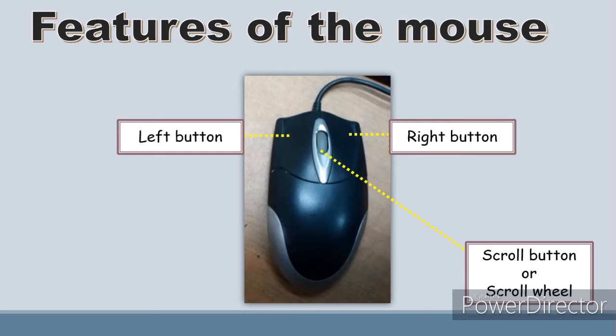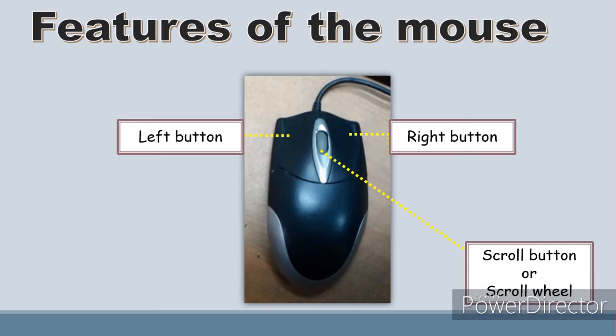Now let's observe the features of the mouse. That is, what are the main buttons found in our mouse? We have three main buttons. First, we have the left button, then the right button, and then we have the scroll button, or we can also say scroll wheel.